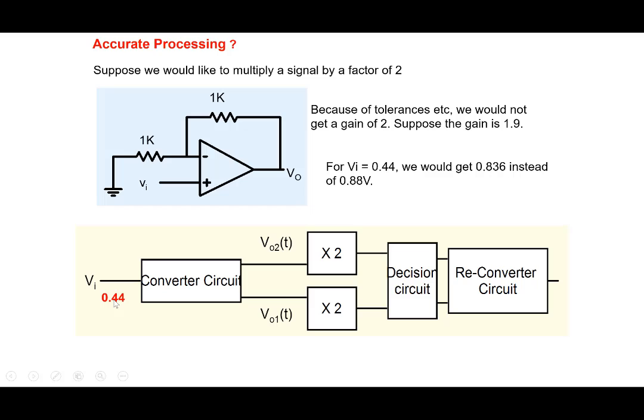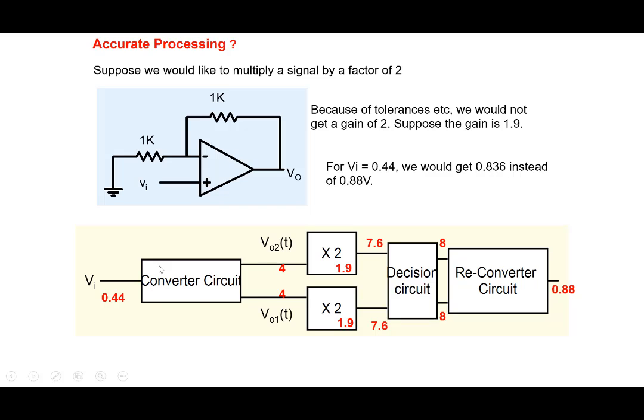So let's go forward. 0.44. We separate it out into 2 digits, 4 and 4. Let's multiply by 2, but we note that multiplication is not very accurate, so let's assume that the gain is 1.9 here. When we multiply 4 by 1.9, we get 7.6, obviously because of the error here. But we use a decision circuit. The decision circuit decides which number it is closest to. So it's close to 8, and similarly this is close to 8. Then we combine them together and we get 0.88.